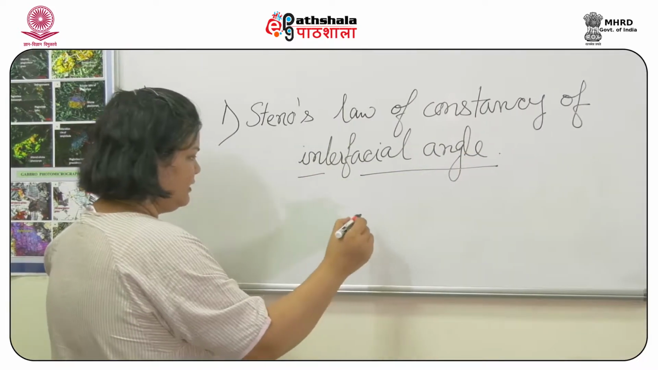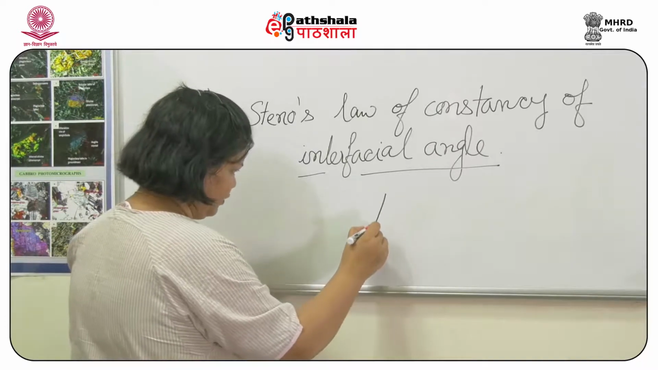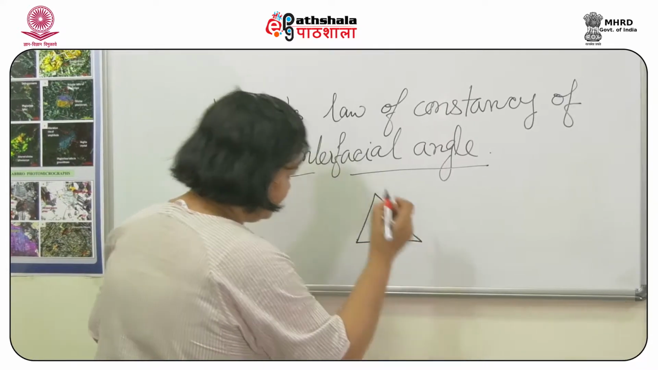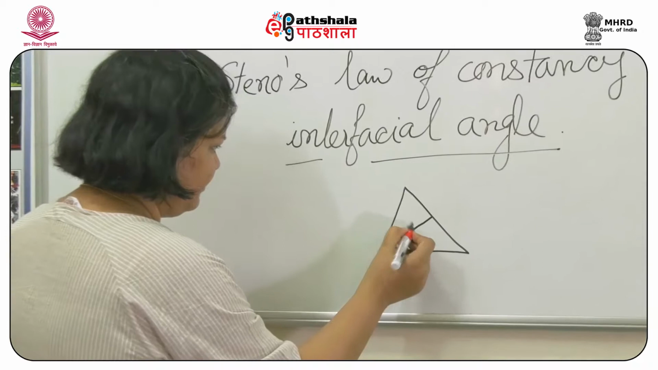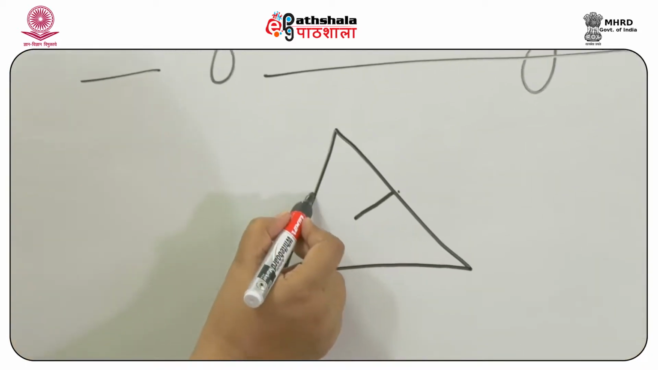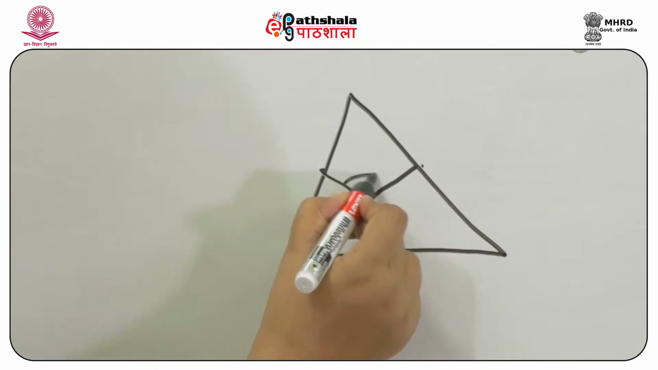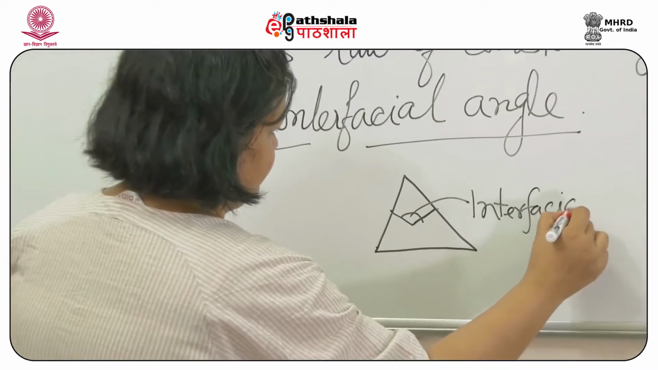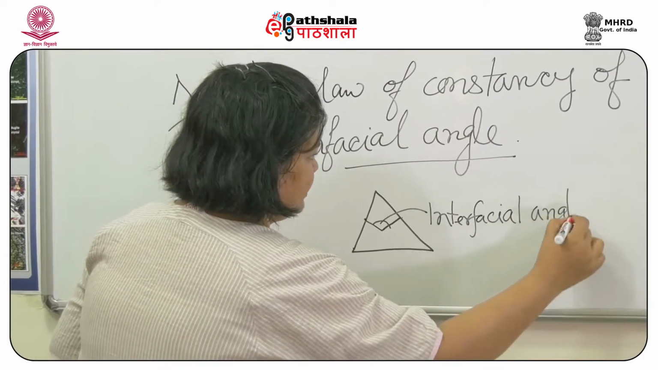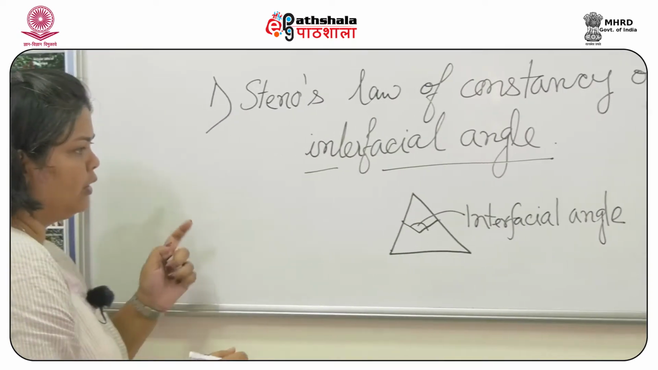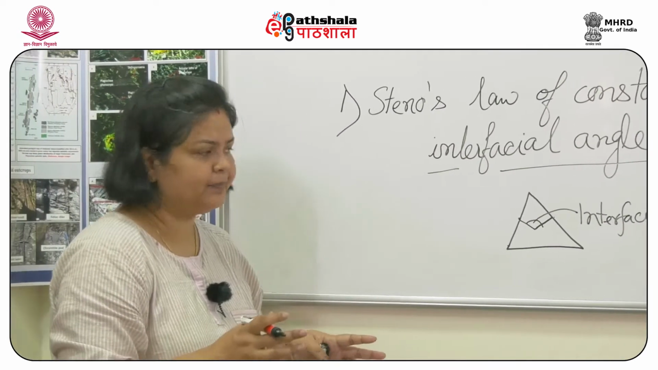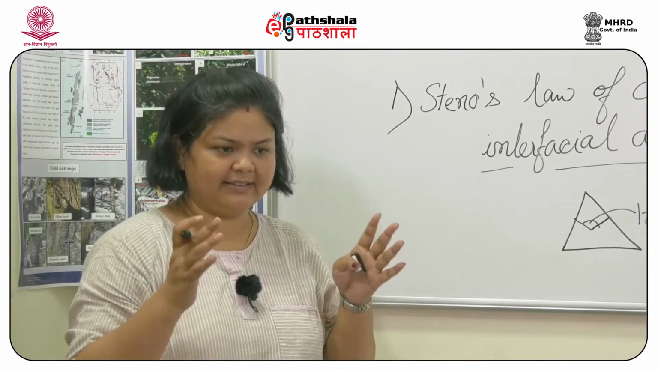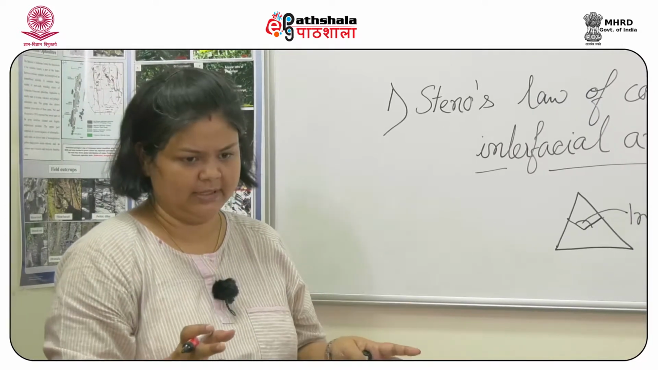Interfacial angle is nothing but, say for instance, we have a crystal form where we have a crystal face which is triangular in shape, and any normal drawn on this face and also on this face, and the angle which is subtended by this is the interfacial angle. This law states that for all the equivalent faces of a crystal, if the interfacial angles are measured at the same temperature, they will always be equal.